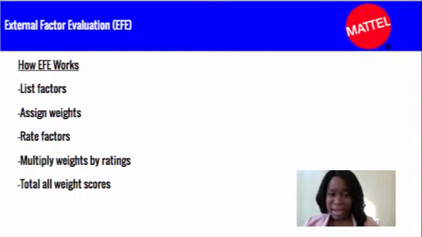Moving on to the next step, which is multiply weights by ratings. We multiply each factor weight with its rating, then calculate the weighted score for each factor. Last but not least, the last step is to total all weighted scores. For this step, you add all weighted scores for each factor. This will calculate the total weighted score for the company.